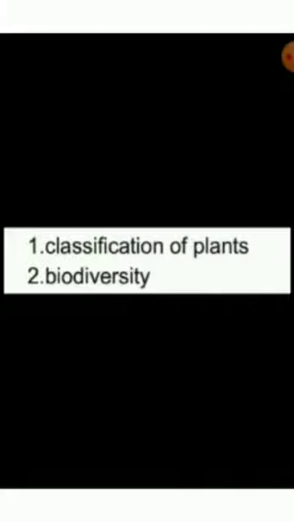Now come to the classification of plants. Okay, plants are divided into two main groups also. First group is flowering plants and the second group is non-flowering plants.